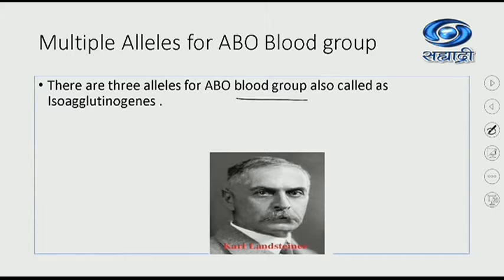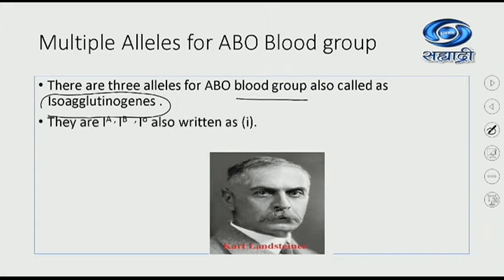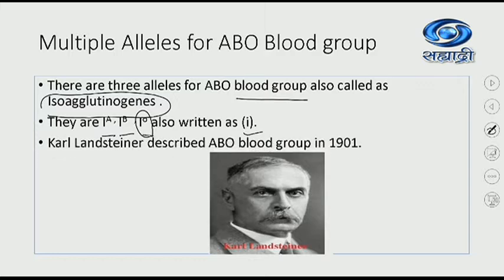Here the alleles are also called isoagglutinogens. Please remember this word. Isoagglutinogens are alleles for blood group, and they are of 3 types. IA, which is going to represent A blood group, how, I will explain. IB and IO. IO is also written as small i because it is the recessive form. So these are the 3 isoagglutinogens. Now, Karl Landsteiner described the ABO blood group system in 1901, and afterwards, after 31 years, his student Wiener proposed the Rh system.